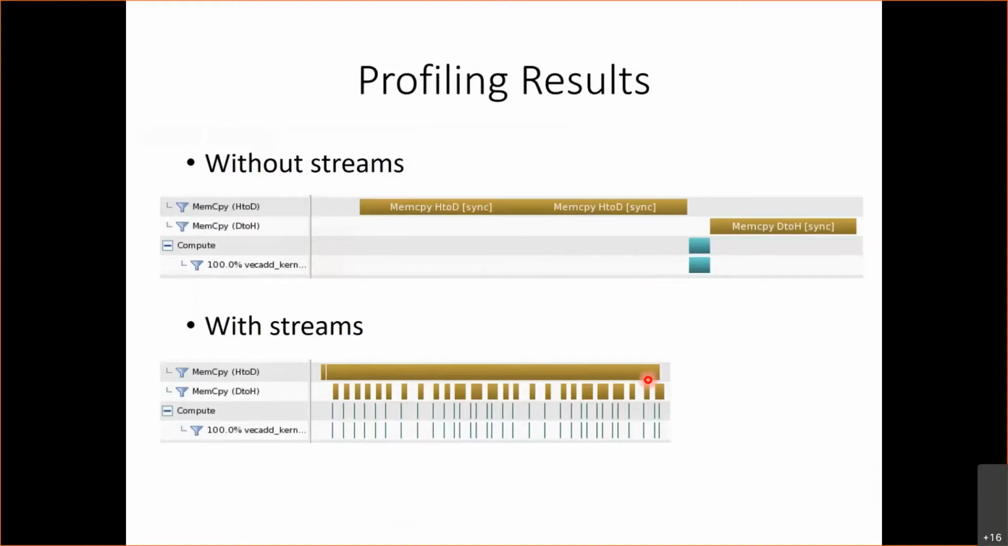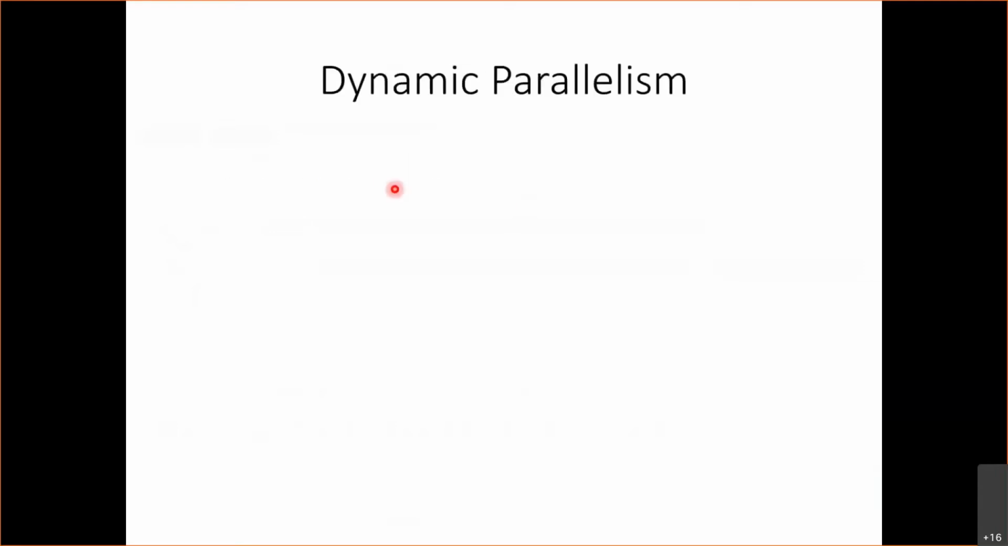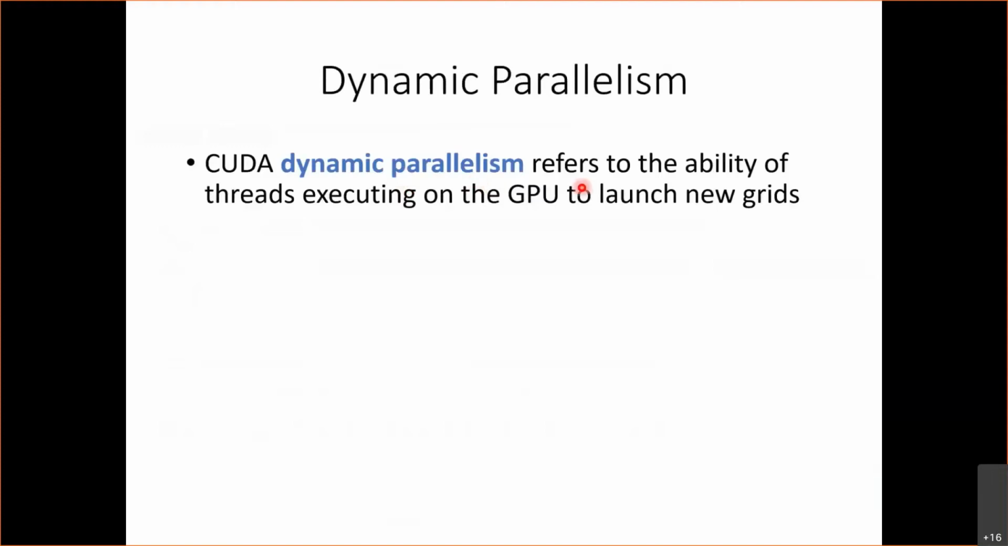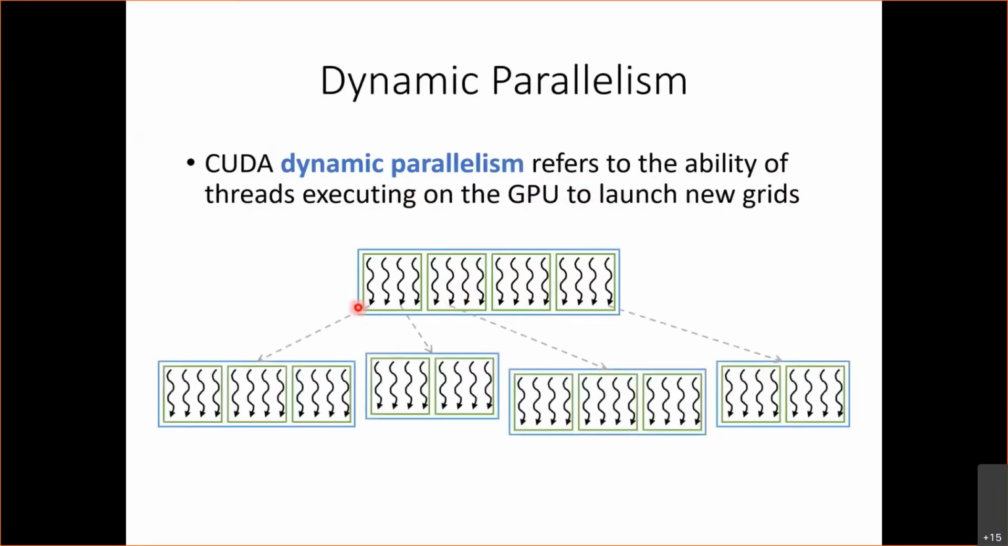All right, so today we're going to look at dynamic parallelism. So what is dynamic parallelism? CUDA dynamic parallelism refers to the ability of threads that are executing on the GPU to launch new grids to run on the GPU. So if I have a grid of threads, and these threads are running on the GPU, any one of these threads could itself go and launch another grid of threads.